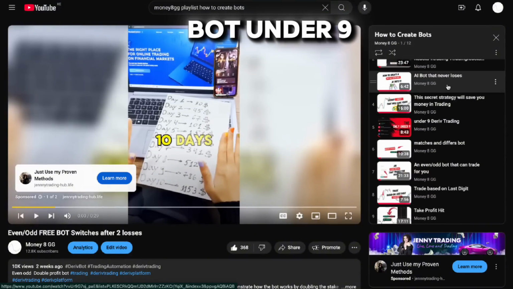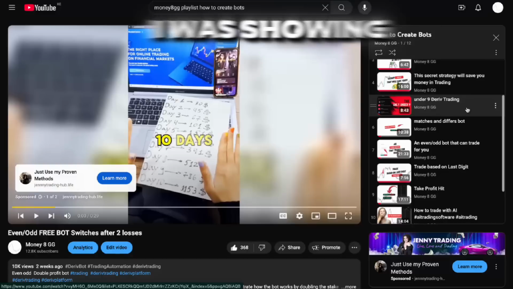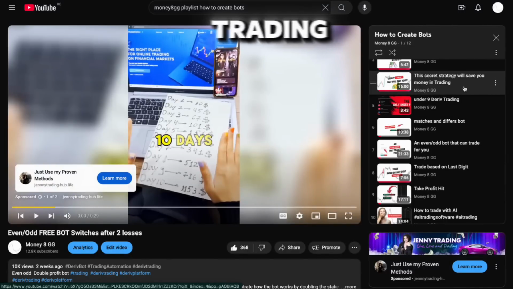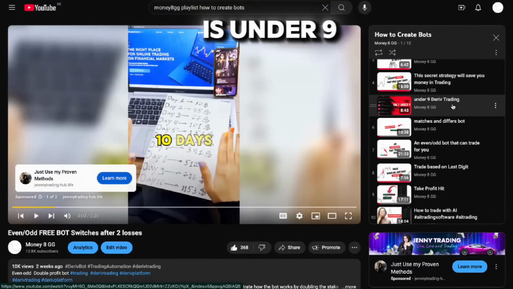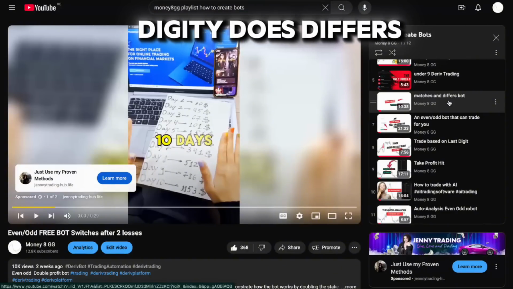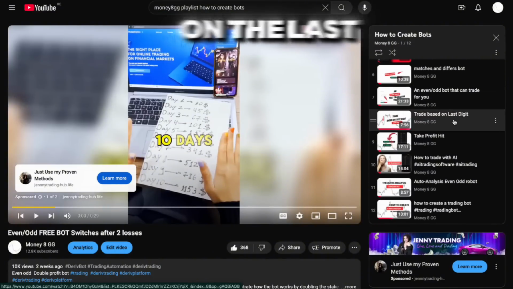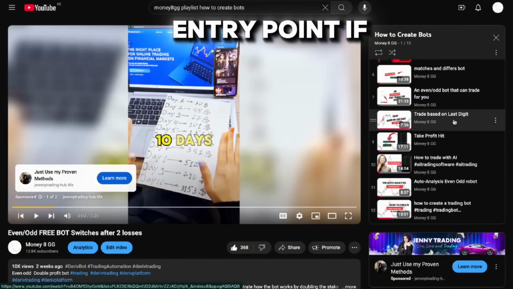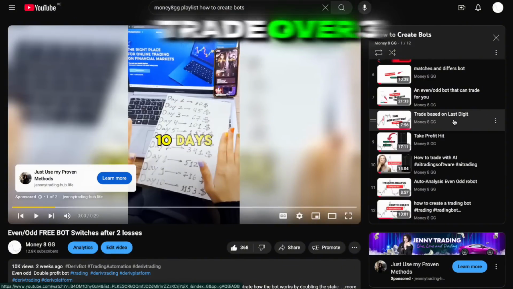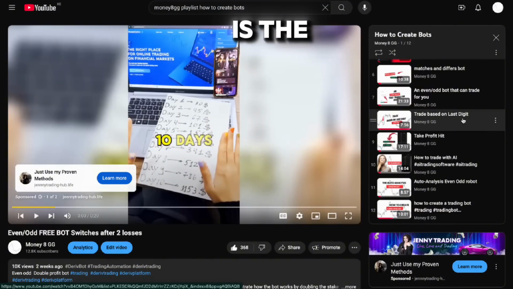This is the AI bot, the under 9 and the over 0 that recovers with the same stake. So I was showing the secrets of trading using bots, and then this is under 9. It's a matches and differs bot that, when it hits a particular digit, does differs. This is even odd. It trades based on the last digit. For example, if you want an entry point, if it touches 9, trade over 3. If it touches 0, trade over 2, like that. If you want that bot, this is the bot here.